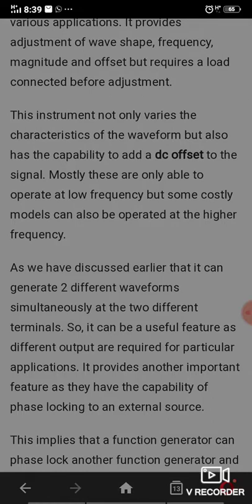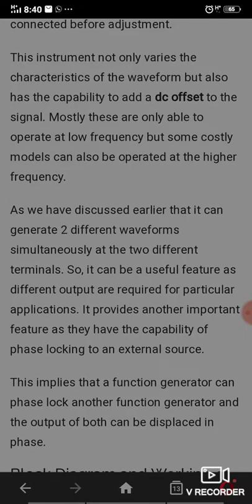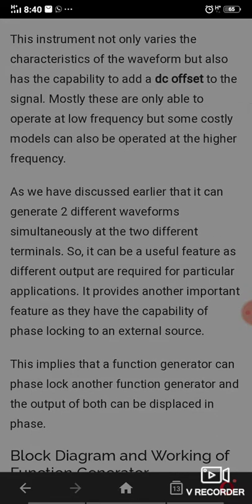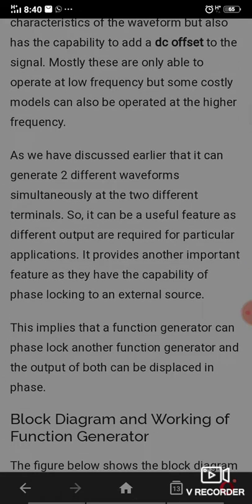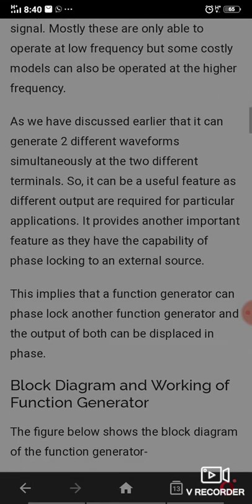As we discussed earlier, it can generate two different waveforms simultaneously at two different terminals. So it can be a useful feature, as different outputs are required for particular applications. It provides another important feature: the capability of phase locking to an external source. This implies that a function generator can phase lock another function generator and the outputs of both can be displayed in phase.